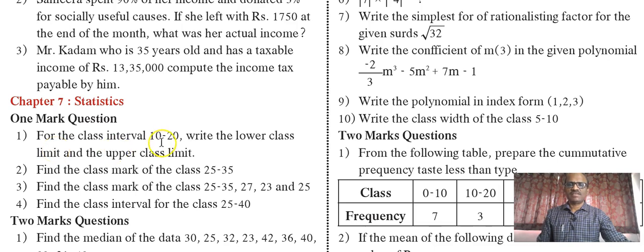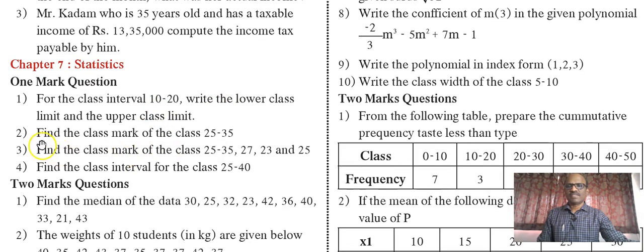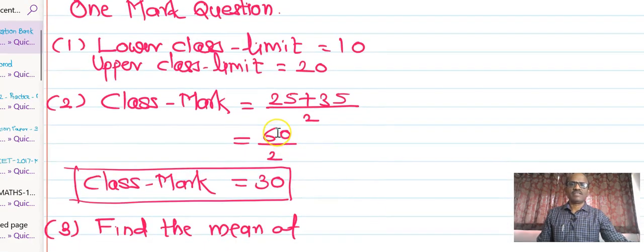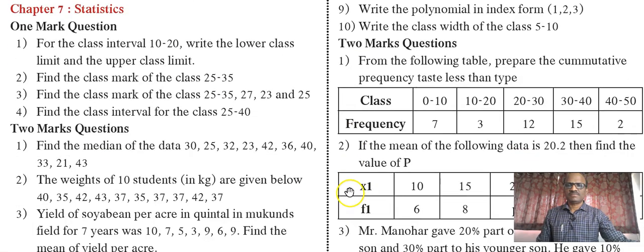For the class interval 10 to 20, write the lower class limit and the upper class limit. It's very simple. The lower class limit is 10 and the upper class limit is 20. Find the class mark of the class 25 to 35. Add these two and divide by 2, then you will get the class mark: 25 plus 35 upon 2, that is 60 upon 2, therefore the class mark is 30. Now next question.